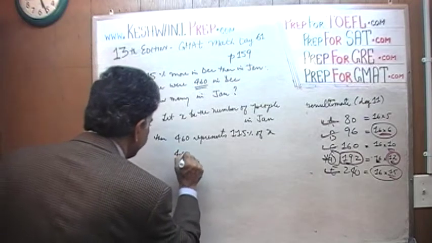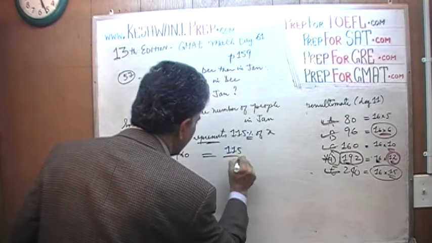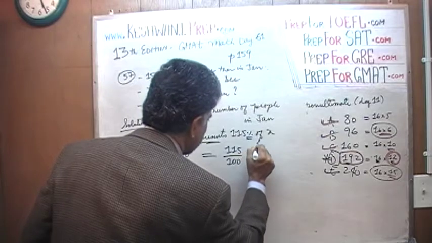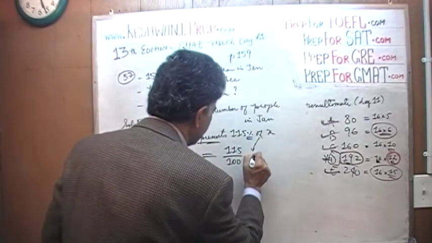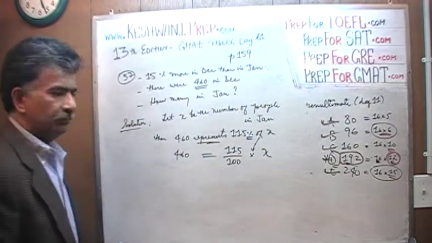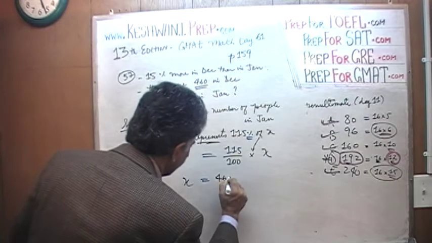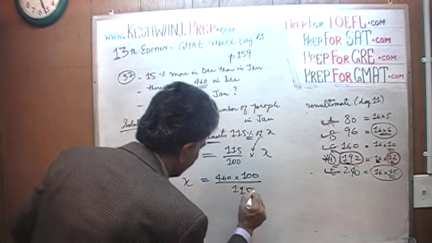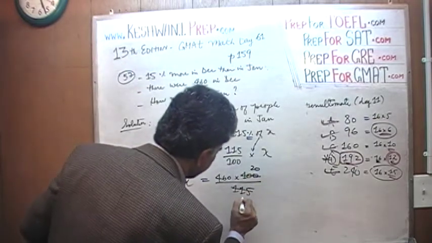So 460 equals 115%, which means over 100, of means times, of means multiply, of means times x. That's it. We just have to solve for x. So x equals 460 times 100 over 115. Let's divide top and bottom by 5. So this becomes 20, this becomes 23.